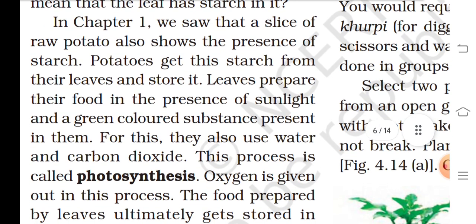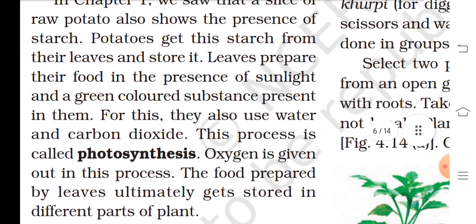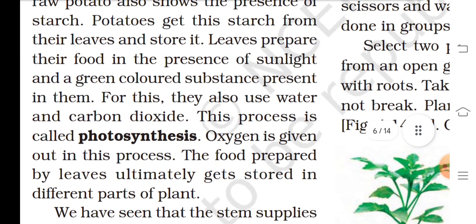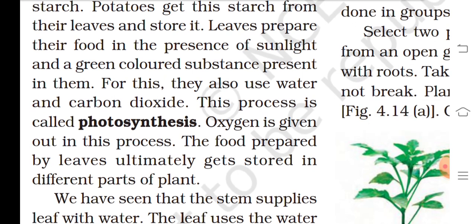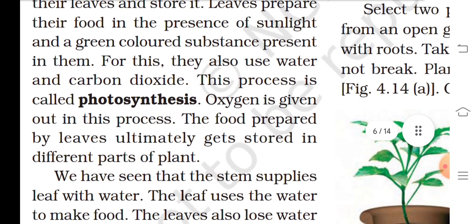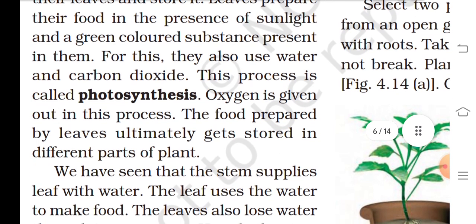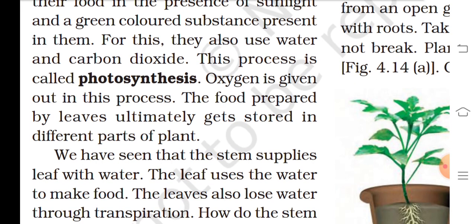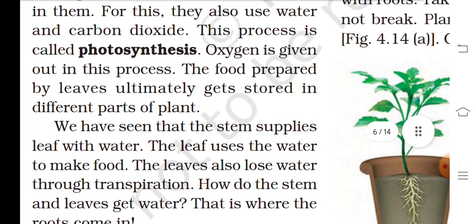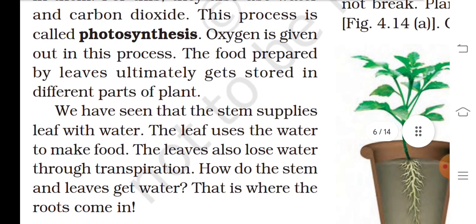In chapter 1, we saw that a slice of raw potato also shows the presence of starch. Potatoes get this starch from their leaves and store it. Leaves prepare their food in the presence of sunlight and a green colored substance present in them. For this, they also use water and carbon dioxide. This process is called photosynthesis. Oxygen is given out in the process.